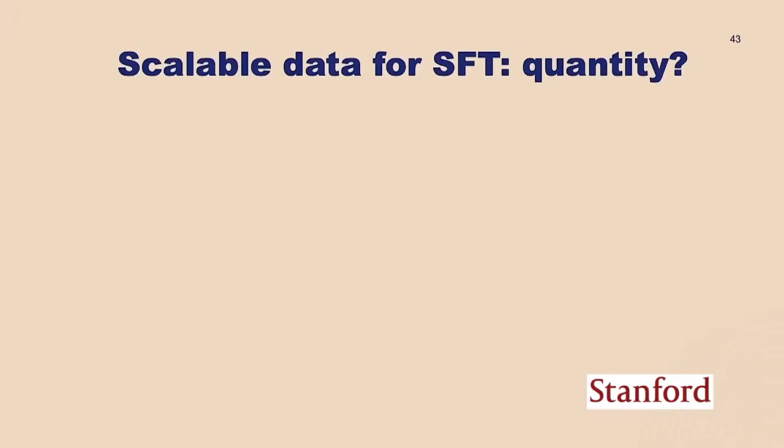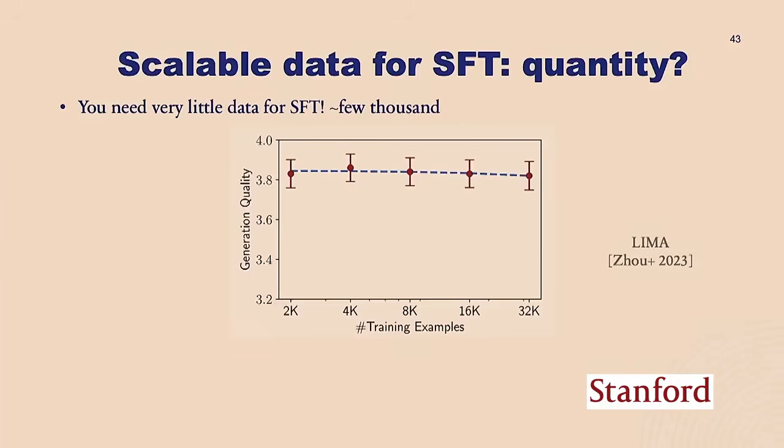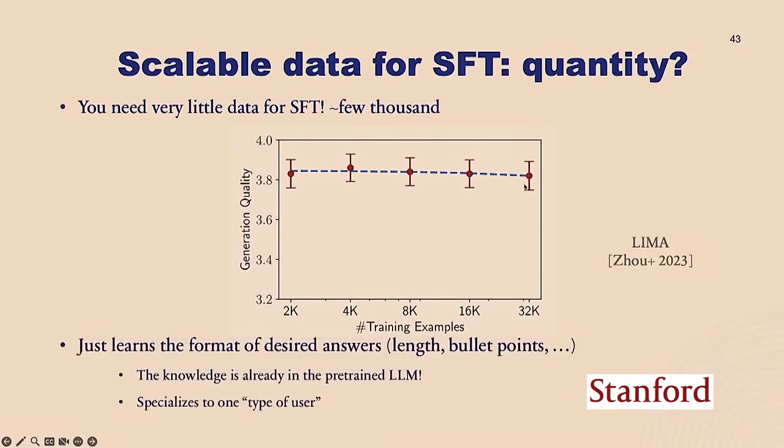Quantity of data. So we talked about what type of data and how we collect it. One thing which is surprising with SFT is that you don't need that much data. What this paper showed, this is called LLaMA, is that if you scale the amount of data that you use for supervised fine-tuning from 2,000 to 32,000, it really doesn't help much. So here scaling laws definitely don't help. The intuition here is that all you learn is how to format your desired answers.